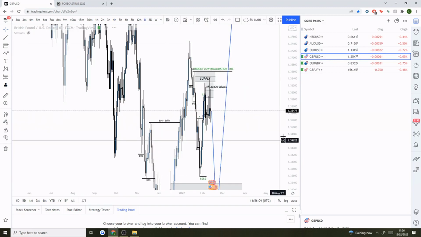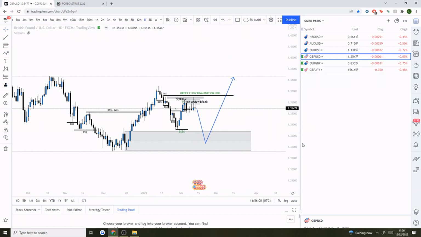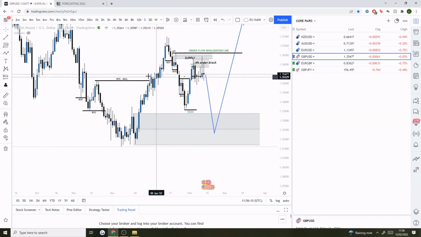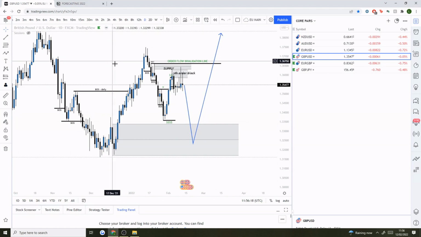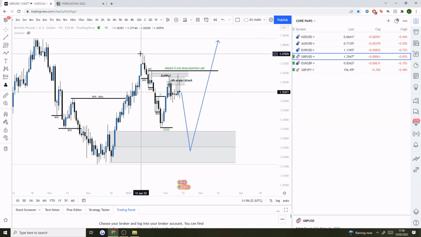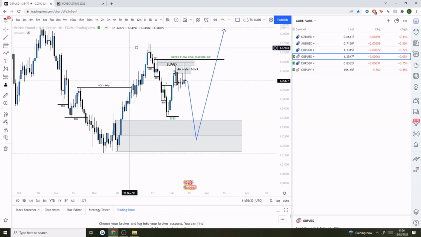So pound dollar. Alright, so pound dollar, pretty interesting one at the minute. On pound dollar, what we've got is this daily break of structure to the high. So that gives us our bullish intent from a daily perspective. So at some point, based on that, I am expecting that we will see this daily high broken because we have got that bullish intent on the daily. So really it's a question of when will this daily high be broken.